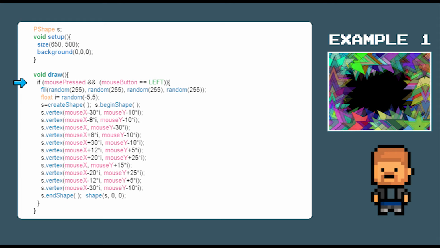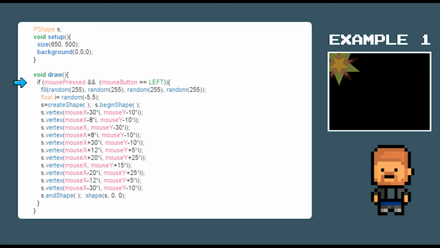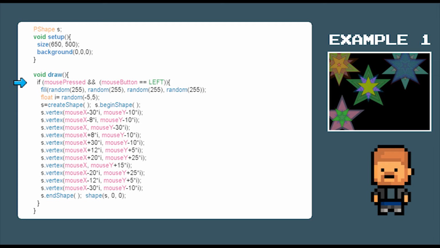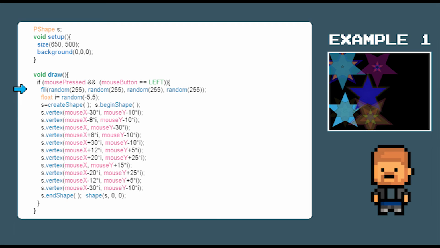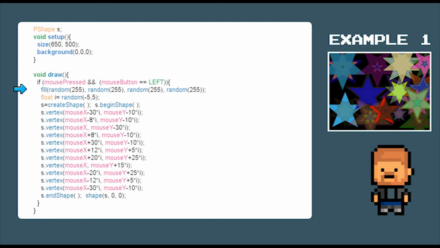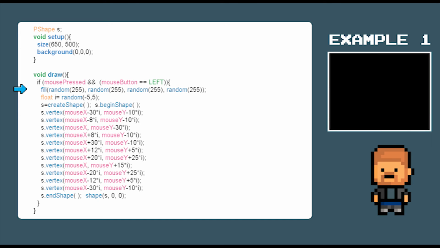The first command of the draw area is if mousePressed and mouseButton equal LEFT. This if statement is called a conditional. In this case, if the mouse is pressed, then we're going to draw a star. The next command, fill random 255, random 255, random 255, and random 255, creates a random RGB value as well as a random opacity value for the brush. This way, every time around the loop, we'll be drawing a different color star.